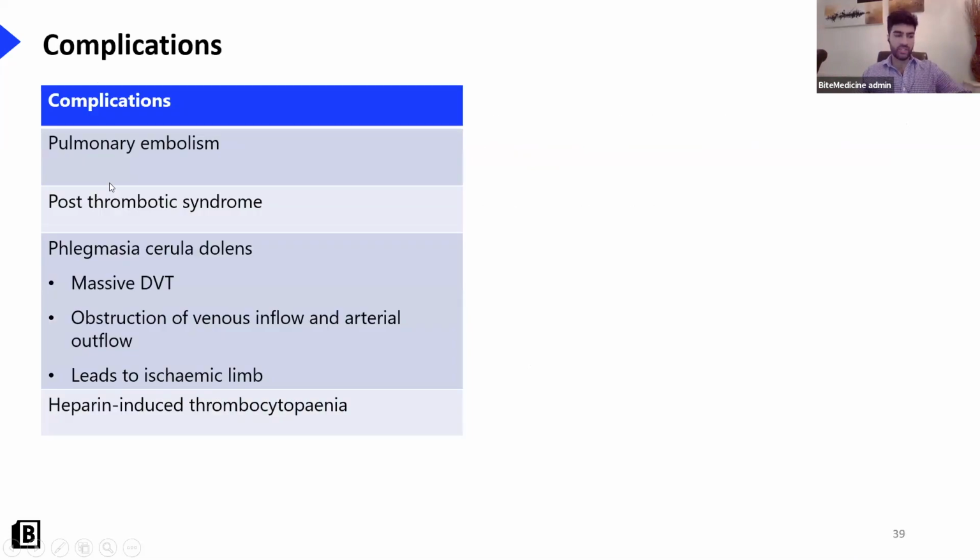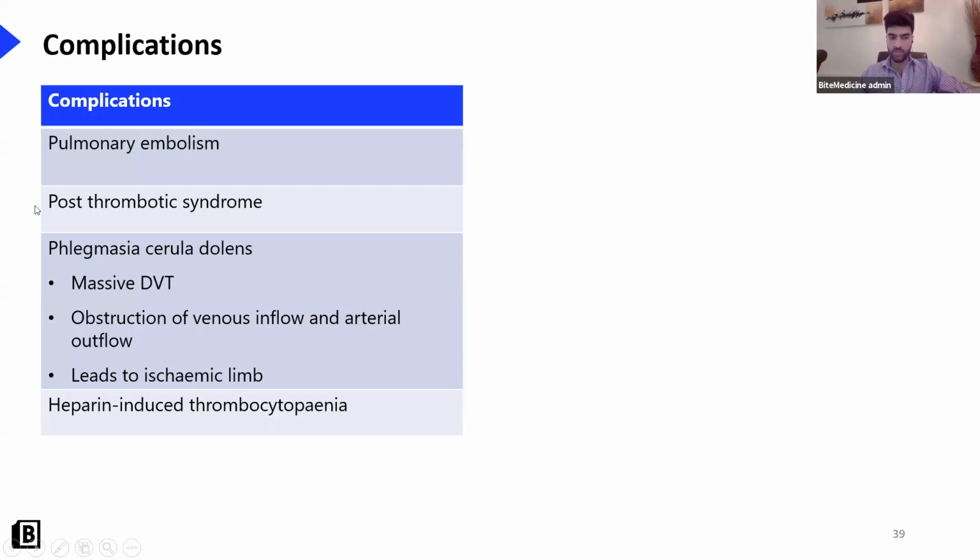What are the complications of a DVT? So pulmonary embolism, that's the key one. Approximately 50% of patients, potentially even more, it depends on what papers you read, but approximately 50% of patients with a DVT will then develop a pulmonary embolus from that.